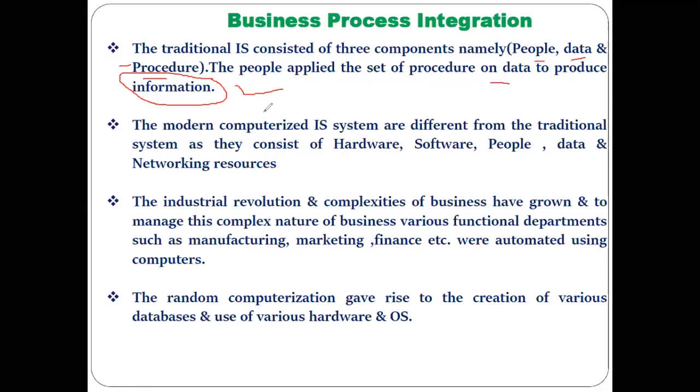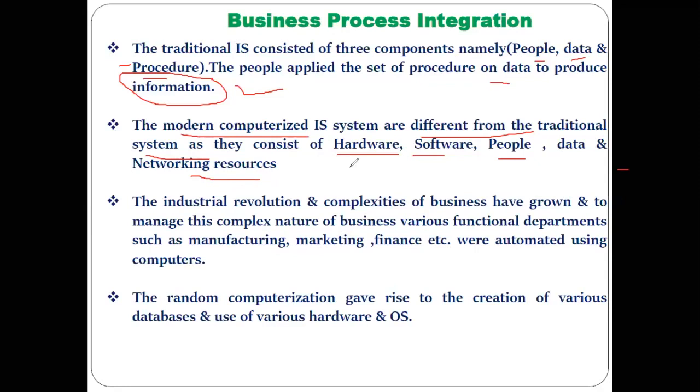Now, after the traditional information system comes our modern information system. So what is the difference between the traditional and the modern? We have discussed it a number of times. Difference between the traditional information system and the modern information system? Sir, the modern information system consists of hardware, software, people and data. Yes, we have discussed it a number of times. We also call the modern one a computerized information system, so you can easily differentiate between the two. The modern information system's main resource is the computer: hardware, software, people, data and networking resources.